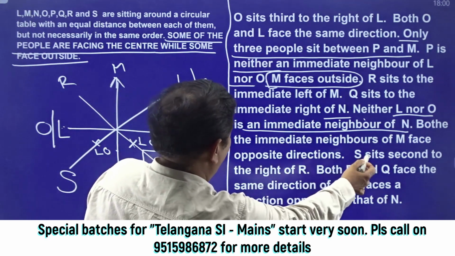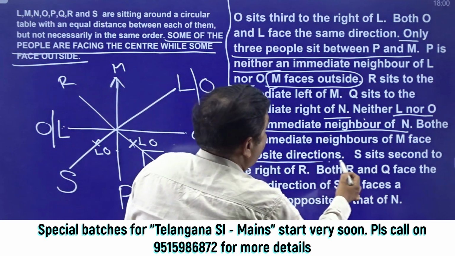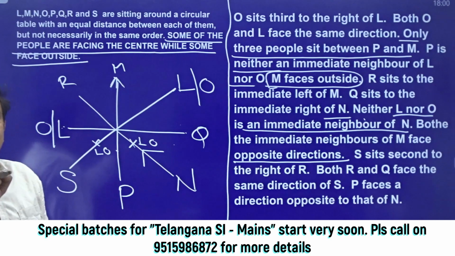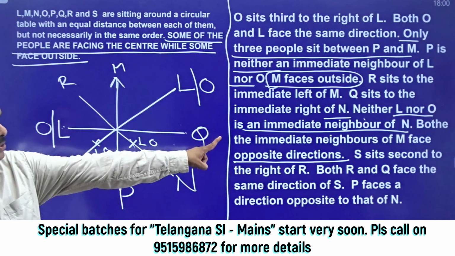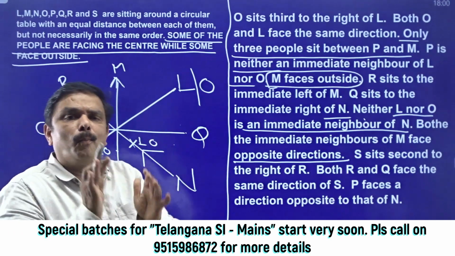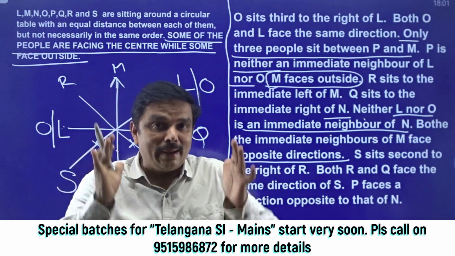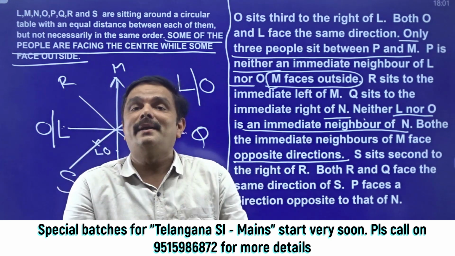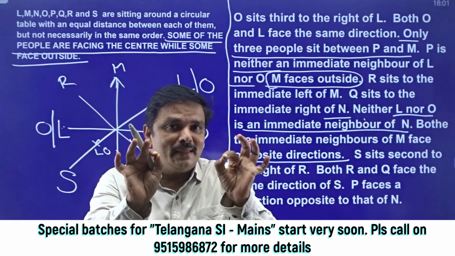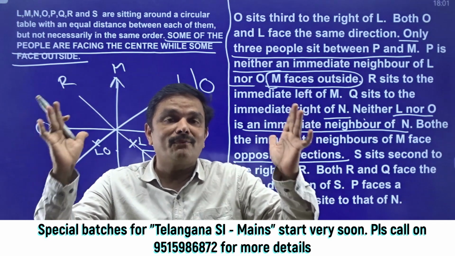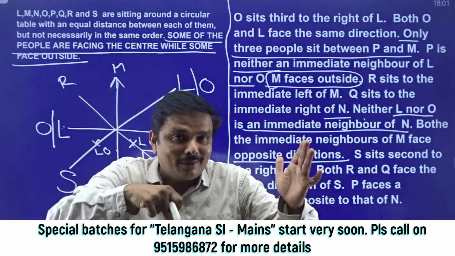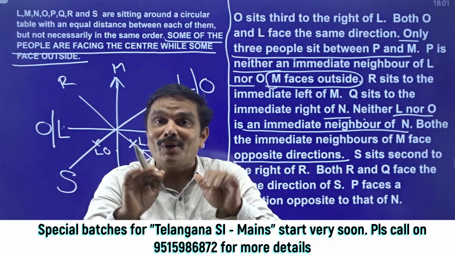Both the immediate neighbors of M face opposite directions. Don't get confused here. Some of the students are getting confused. Both the immediate neighbors of M face opposite directions. It does not mean that M's neighbors are facing opposite to that of M. It is not that meaning.